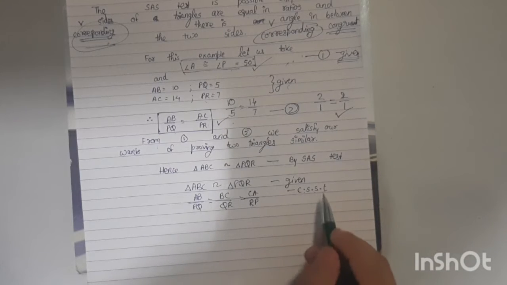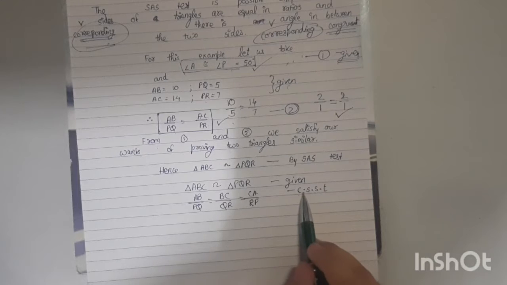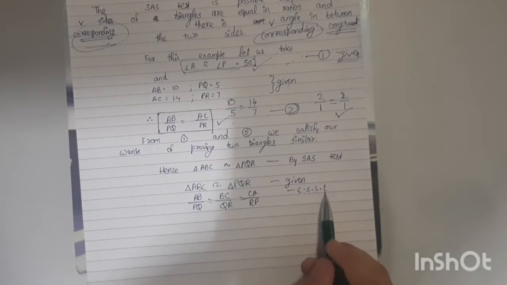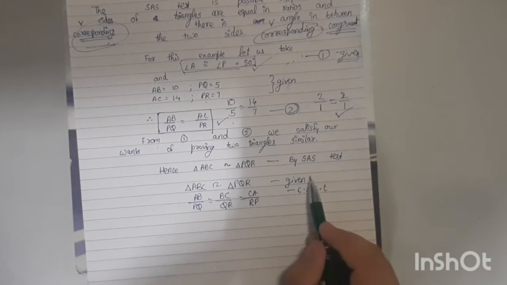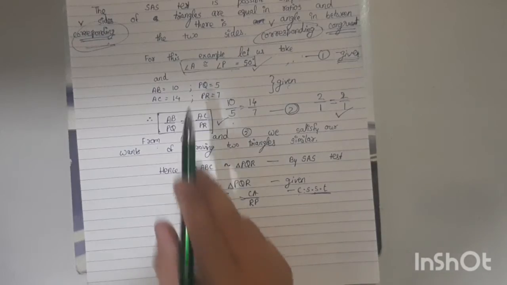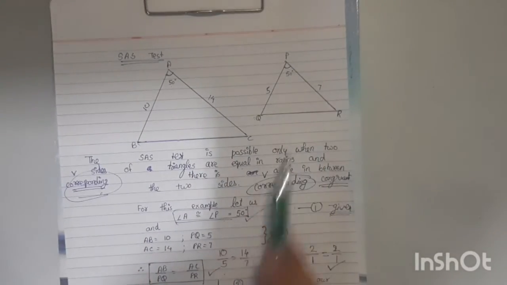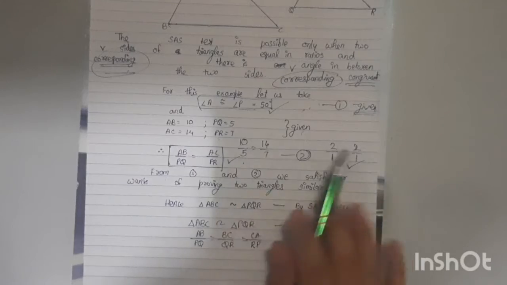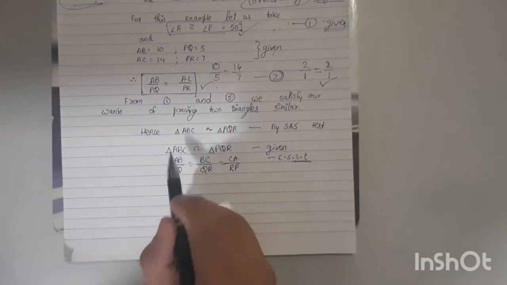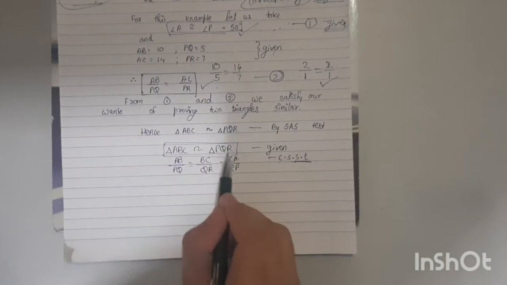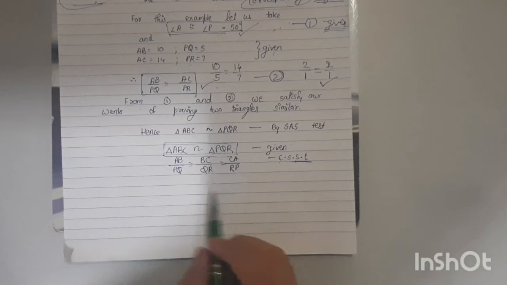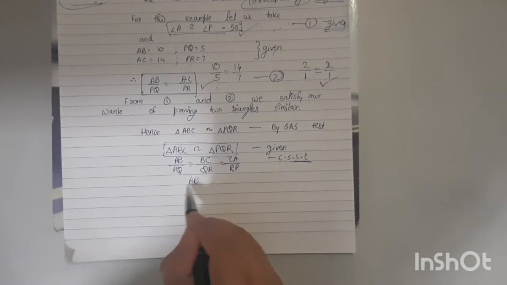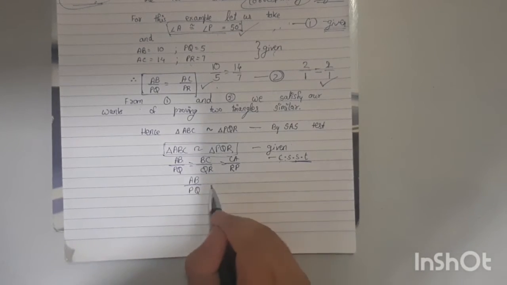What is CSST, you ask? CSST means corresponding sides of similar triangles. Triangle ABC is similar to triangle PQR is given. So corresponding sides of similar triangles are in equal ratios. So in a question, when a triangle is similar to another triangle, you can always find out the ratios of the sides, and it will always be the same. Why? Just because they are similar.